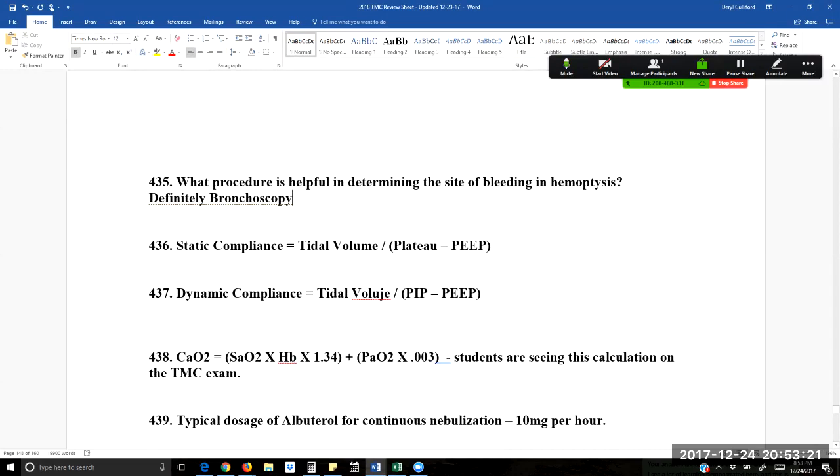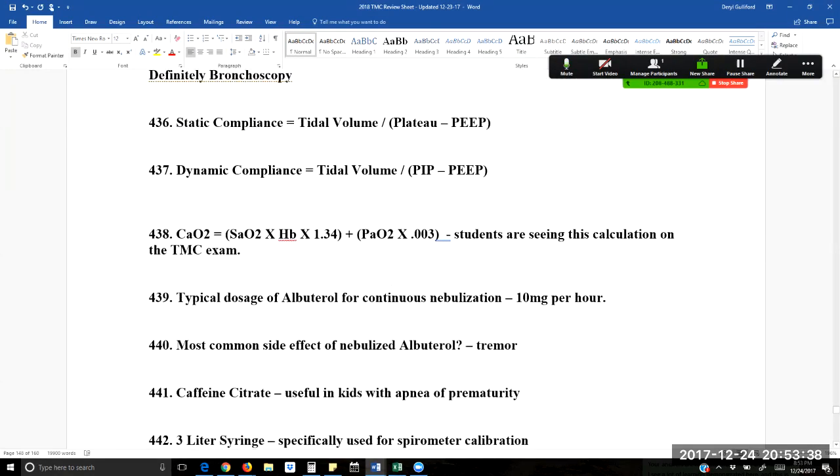Static compliance and dynamic compliance, you just need to know the calculation. It's not tough, but students are seeing this on their test. Static compliance is tidal volume divided by plateau minus PEEP, and dynamic compliance is tidal volume divided by PIP minus PEEP. You just need to know those. Simple calculation should be okay.